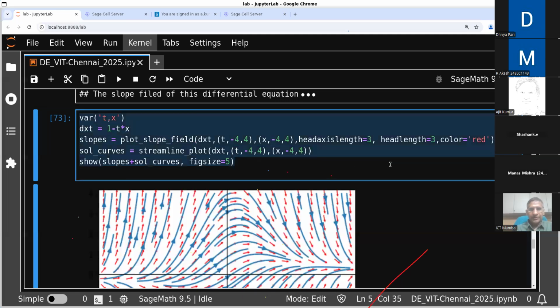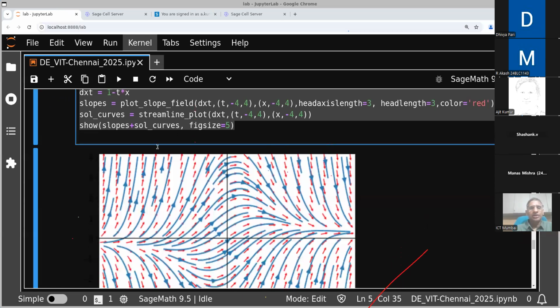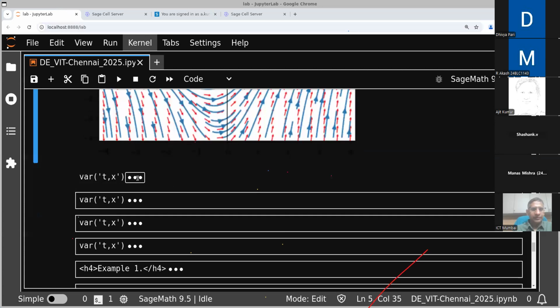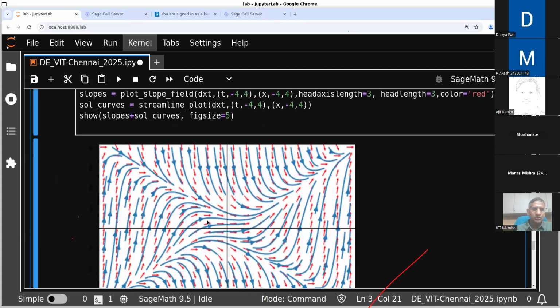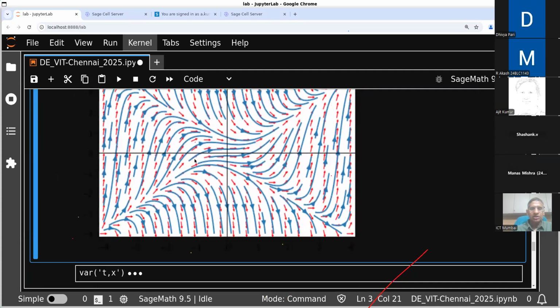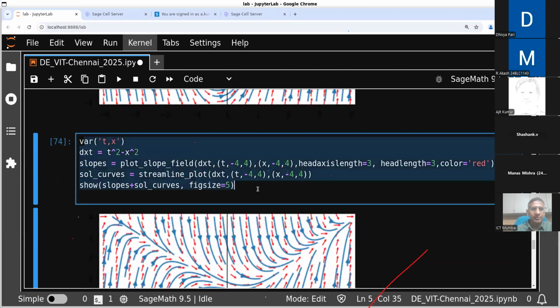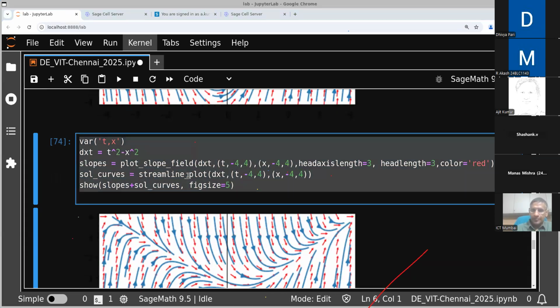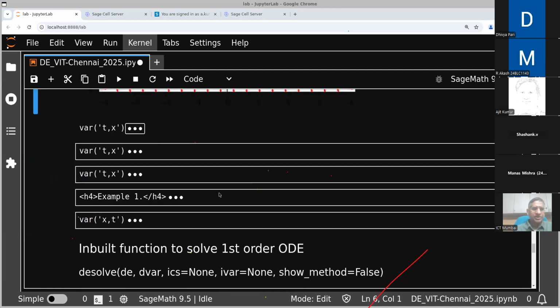Okay, no solution intersect. So, you can take any first order ODE and plot its slope field along with the solution curve, right? Here is another example, dx by dt is equal to t square minus x square. This is how the solution and the slope field look. Okay. And there are many such.